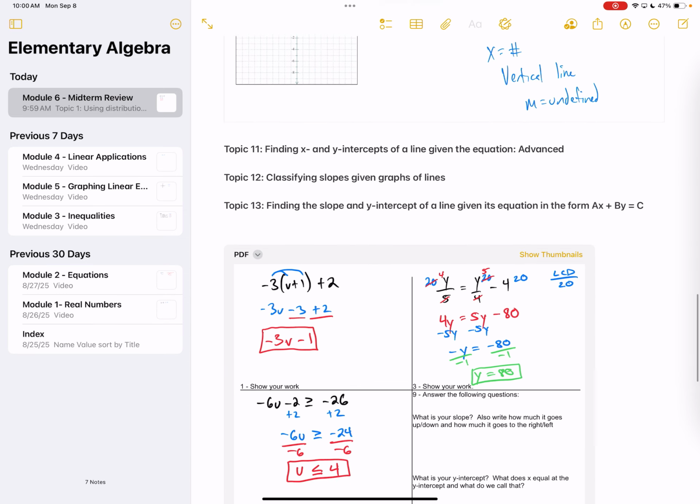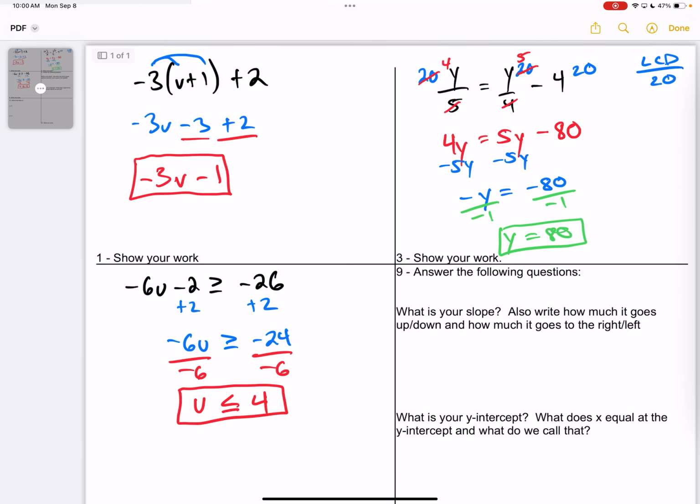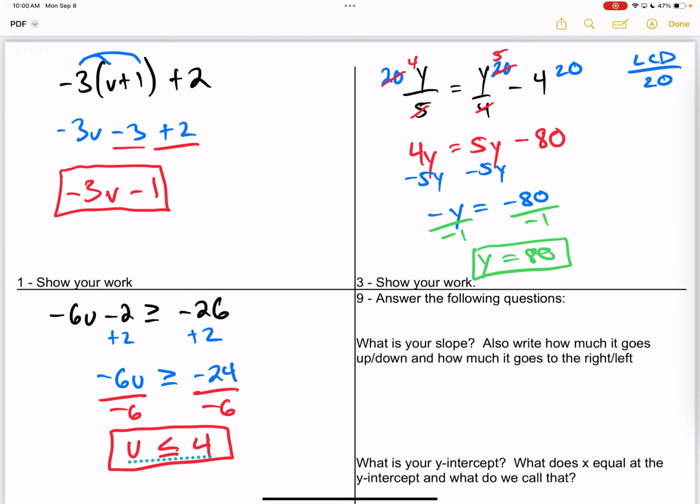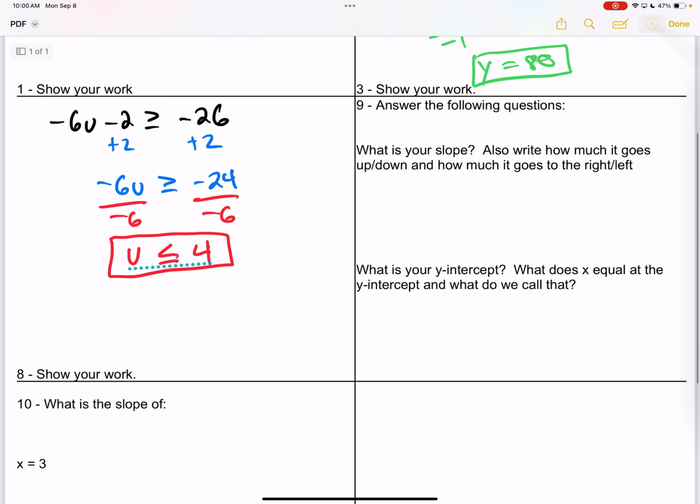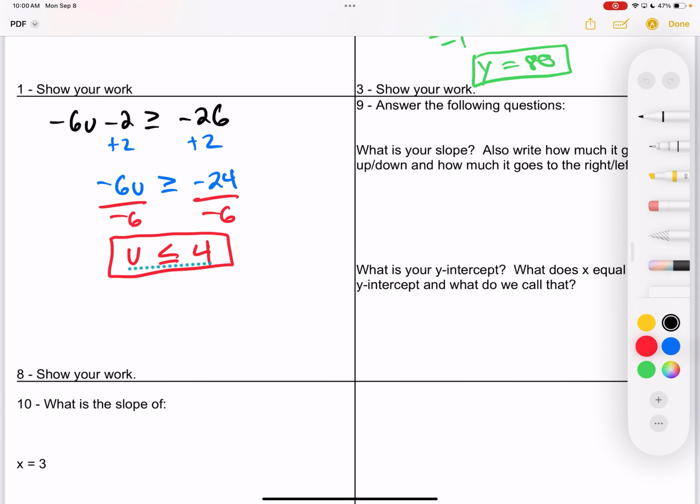Let me just go ahead and put this on the sheet so we make sure we're all on the same page here. Number 9, it was y equals 1/3 x minus 5. So my answers here, my slope is 1/3, and I go up 1 to the right 3. That's all I want to see on that one. And on this one, my y-intercept is -5, x equals 0.